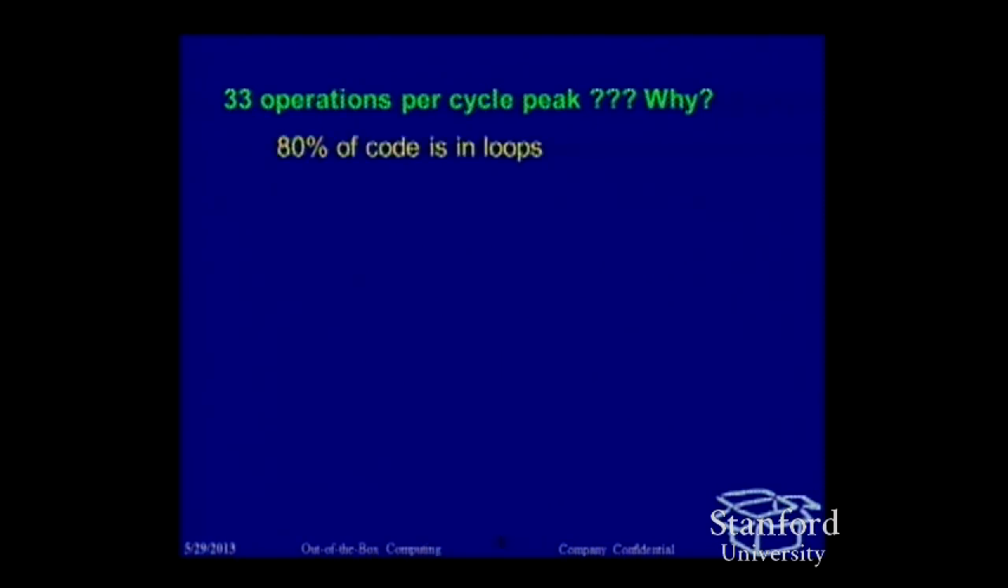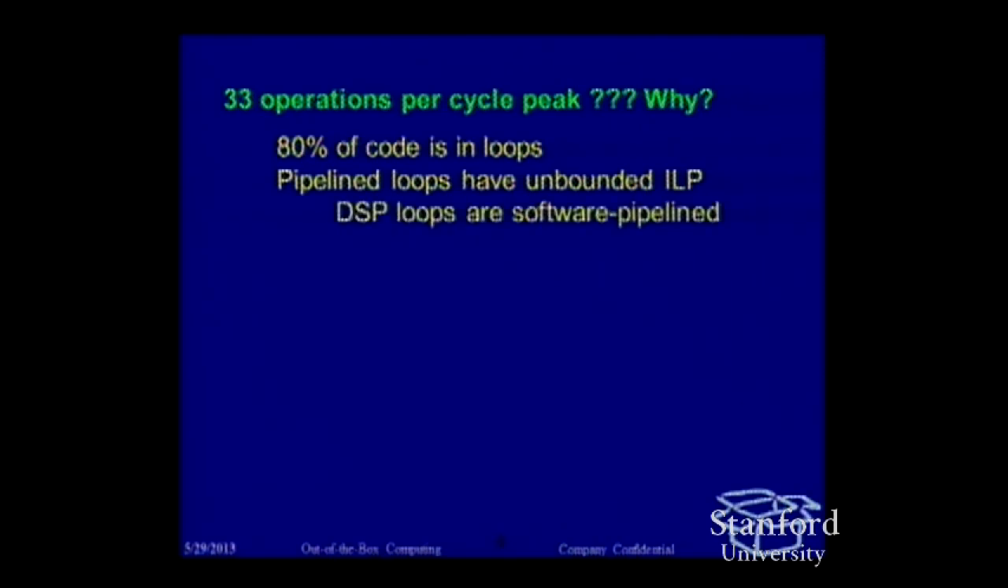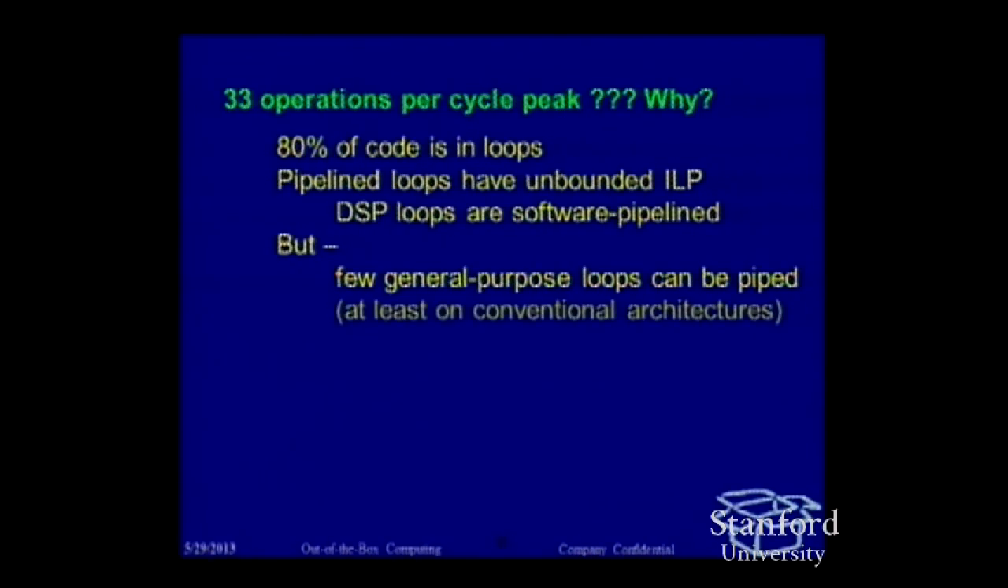Well, the answer is that even in general purpose code, 80% of all the code is in loops. And if you can software pipeline those loops, which of course is what all the DSPs do, then you have in fact unbounded ILP. You can soak up every adder you can throw at it forever. But in the current state of the art, rather few general purpose chips can be pipelined, at least on conventional architectures.